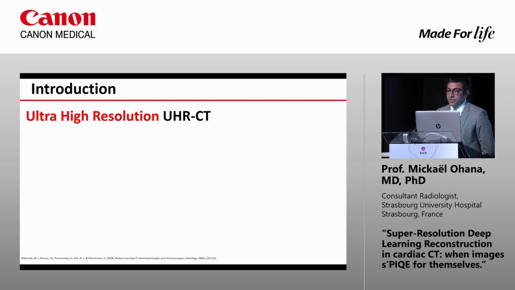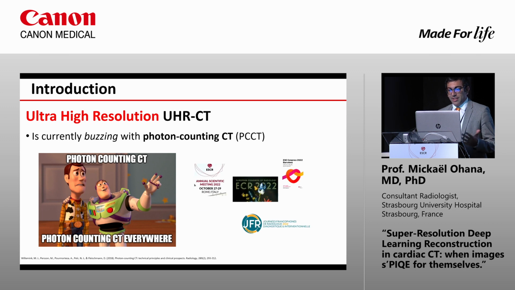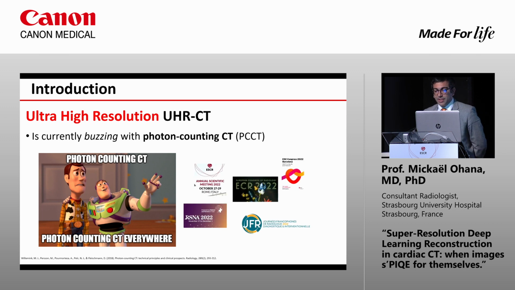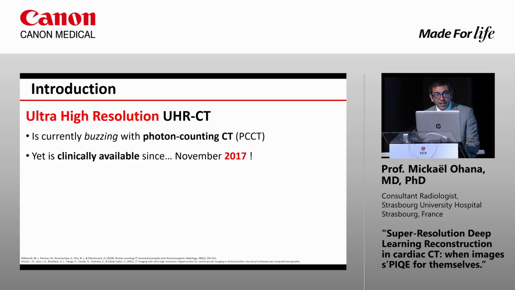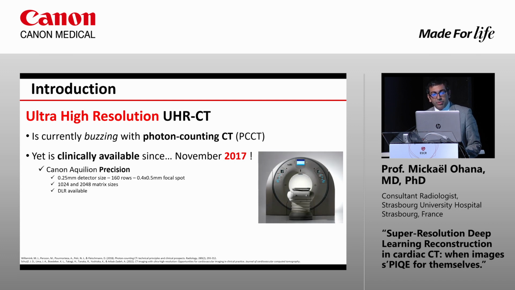And we will speak of ultra-high resolution CT. Currently, when we speak of that, everyone is thinking about photon counting CT, which is buzzing in all imaging and even non-imaging congresses. Yet, ultra-high resolution CT has been clinically available since November 2017. This is the Canon Aquilion Precision, 0.25 millimeter detector size, 1024 and 2048 matrix sizes with DLR.